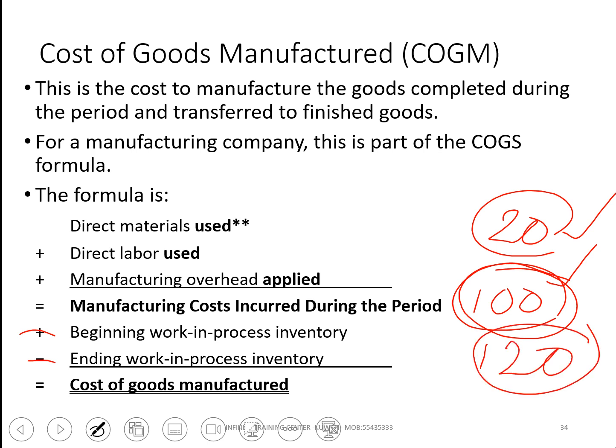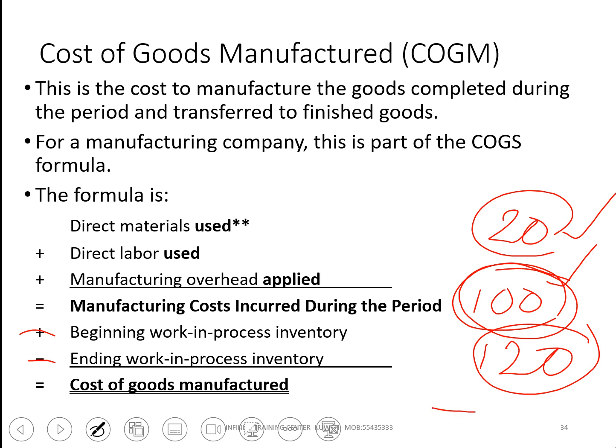Now this is your cost incurred during the period, but did you incur all this cost for the finished goods? No. All the cost you incurred, but out of this some cost is still lying in the factory because some of the goods are not yet completed. So from this 120, how much is there still in work in progress?